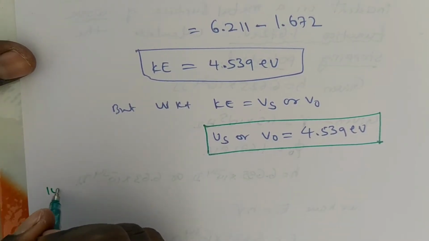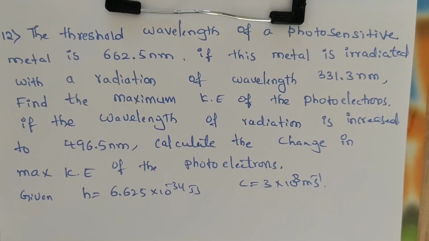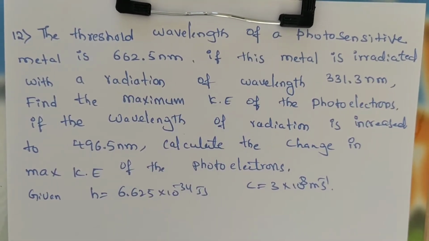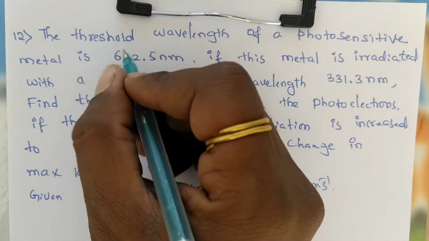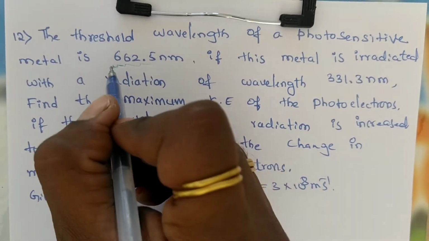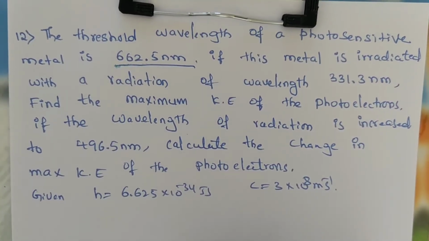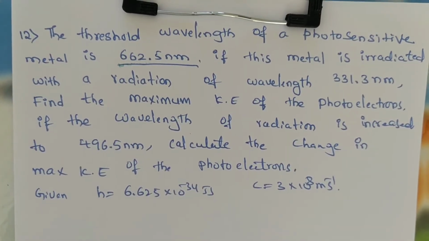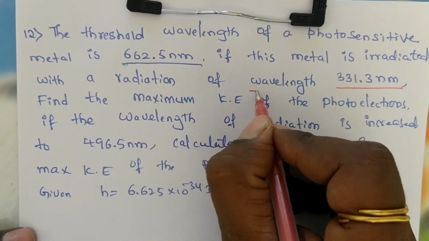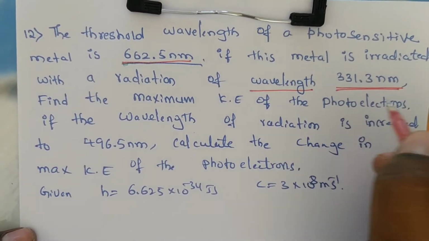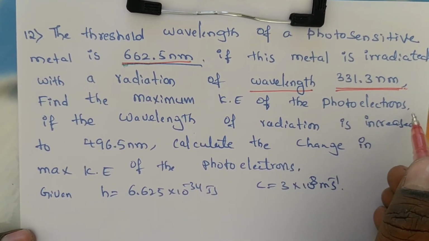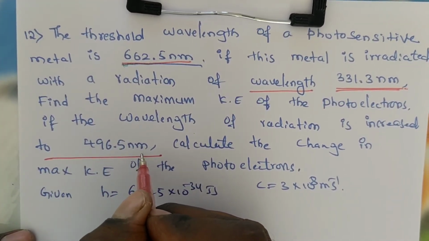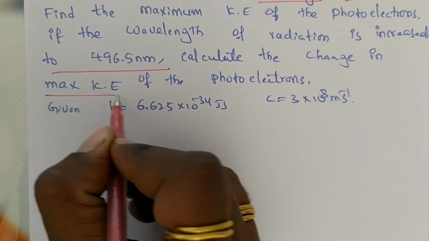Okay dear students, next one, problem number 12. The threshold wavelength of a photosensitive metal is 662.5 nanometer. Okay, this one is the threshold wavelength. If this metal is irradiated with the radiation of wavelength 331 nanometer, this one is another wavelength, wavelength first one and wavelength second one. Find the maximum kinetic energy of the photoelectrons if the wavelength of radiation is increased to 496.5 nanometer. Calculate the change in kinetic energy of the photoelectrons.